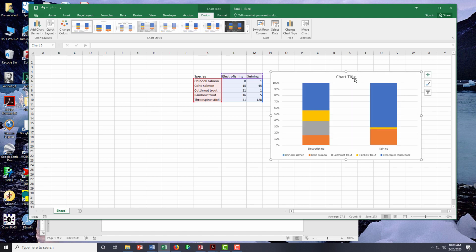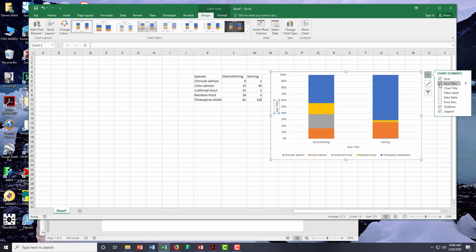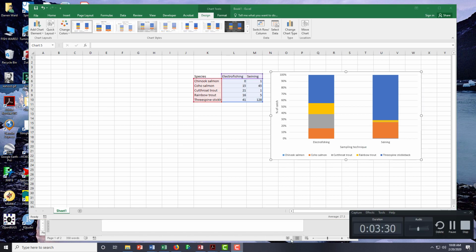You just have to format it nicely for our lab exercises, which of course means deleting the title, adding in axis titles, which you can fill in with the relevant information. And make it look nice. And that's it.